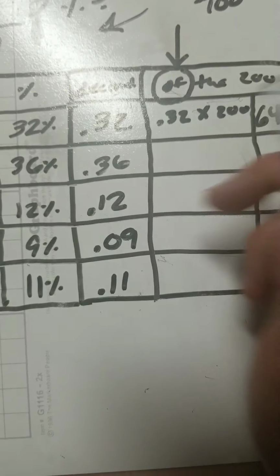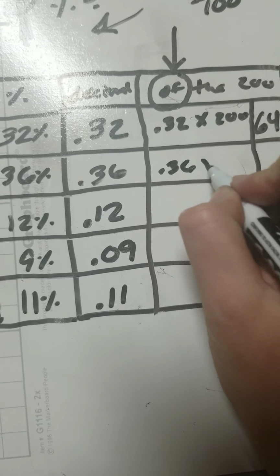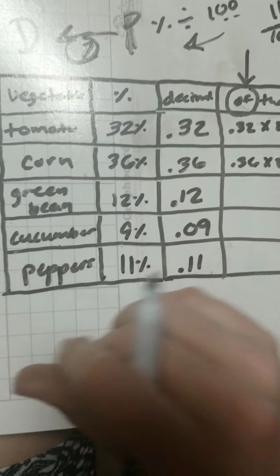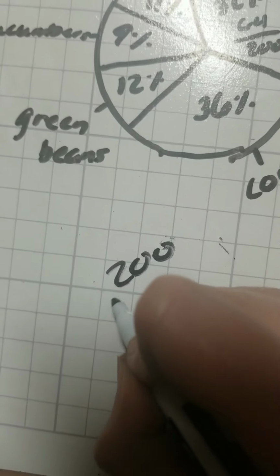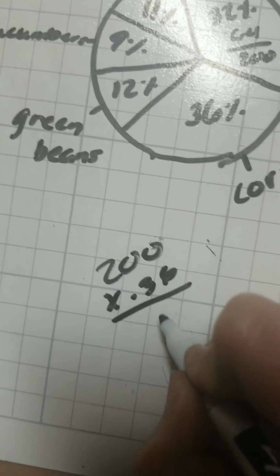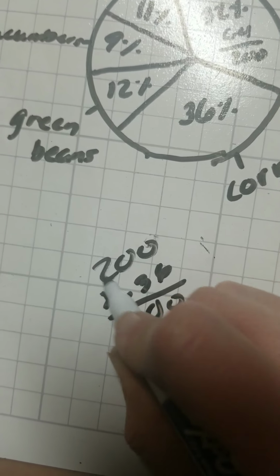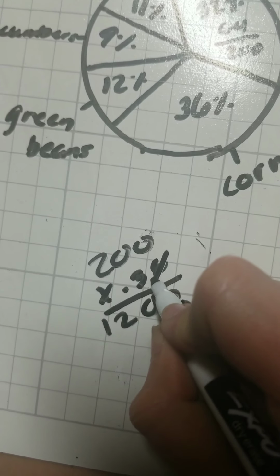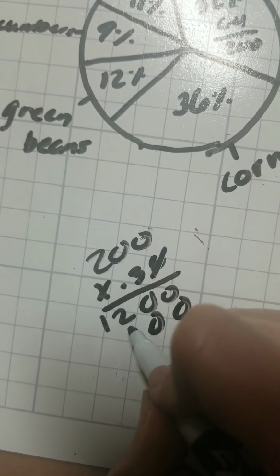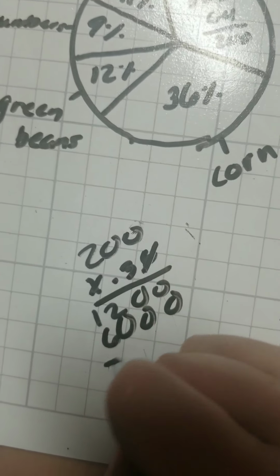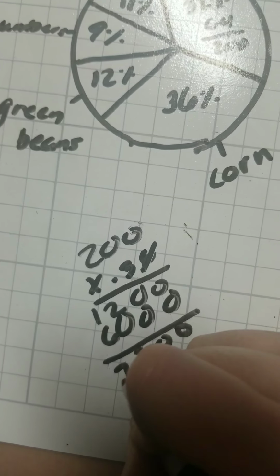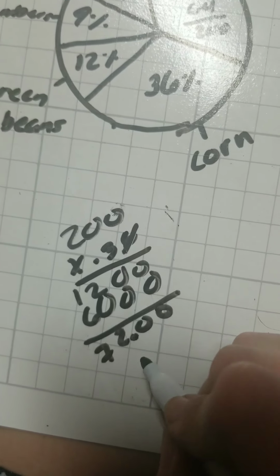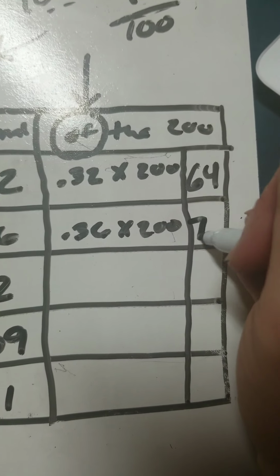Same thing here. Now you're going to do 0.36 of the 200. So I'm going to do 200 times 0.36. 0, 0, 6 times 2 is 12, 0, because I'm done with the 6. 3 times 0 is 0, 3 times 0 is 0, 3 times 2 is 6. 0, 0, 2, and 7, 2 decimal places, so that's talking about 72. So 72 of the plants are corn plants.